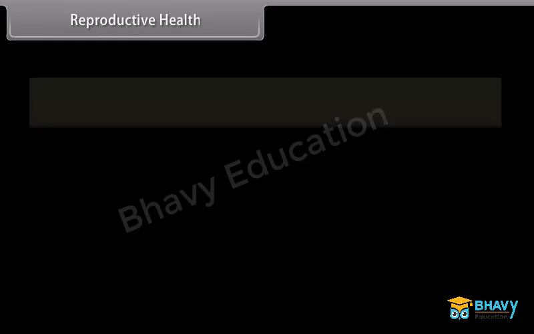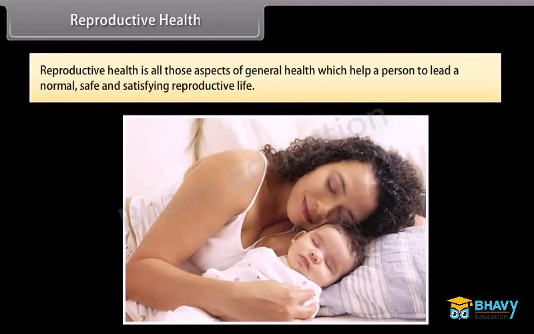Reproductive health. Reproductive health is all those aspects of general health which help a person to lead a normal, safe, and satisfying reproductive life.